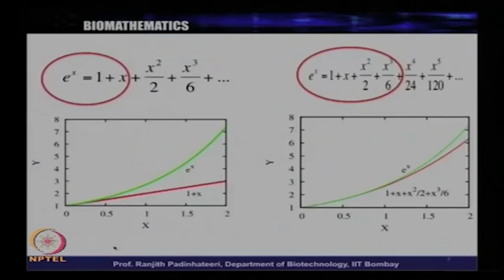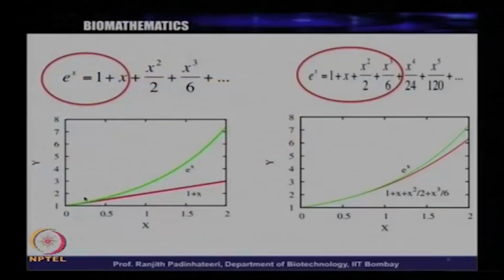We also saw that e power x can be approximated. Let us look at those slides again. Here, e power x is shown in green, and 1 plus x is shown as a red line. When the x value is very close to 0, these lines are the same. That means, e power x value is the same as 1 plus x value when x is very close to 0.